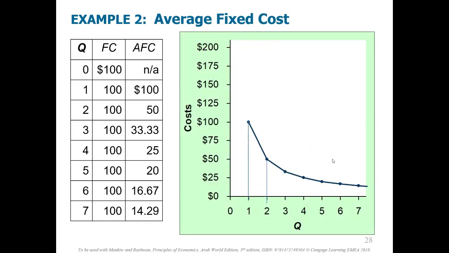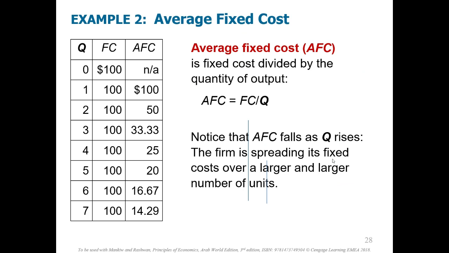Then you've got the average fixed cost. For anything to do with the average, you need to divide by quantity. So average fixed cost is fixed cost divided by quantity. Average variable cost will be variable cost divided by the quantity.